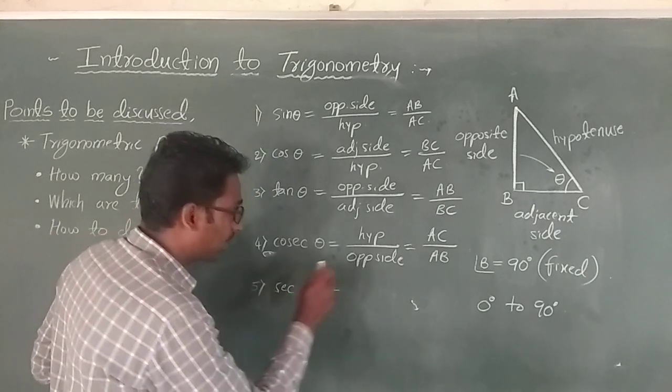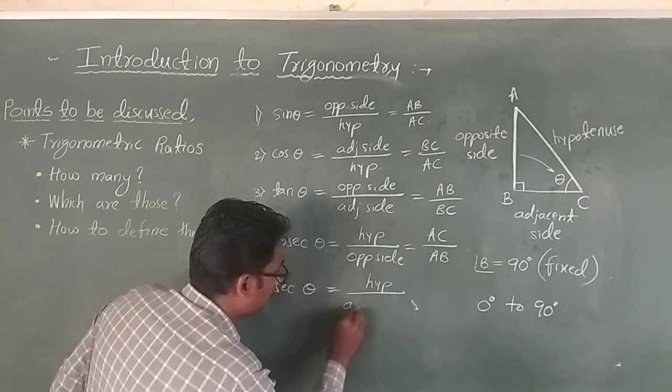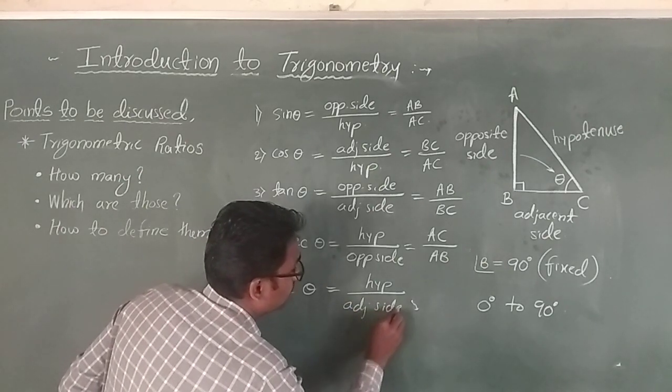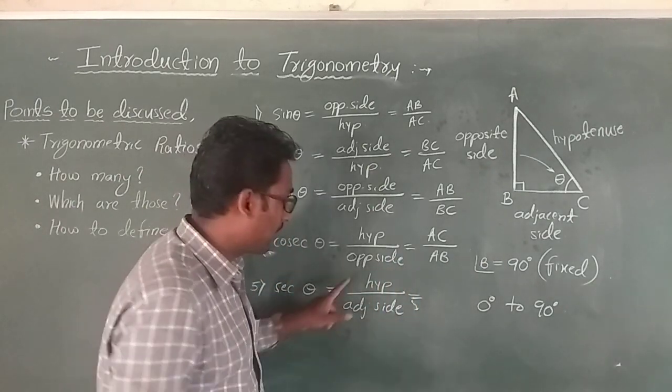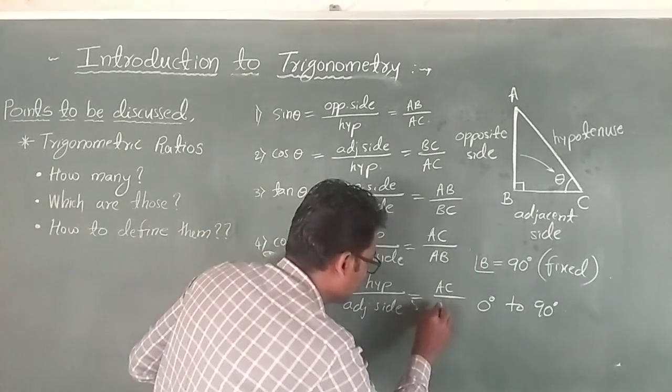Therefore, we can write sec theta is equal to hypotenuse by adjacent side. Again in the diagram, hypotenuse is AC and the adjacent side is BC.